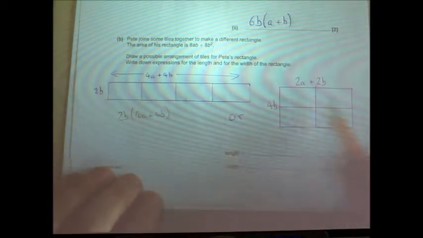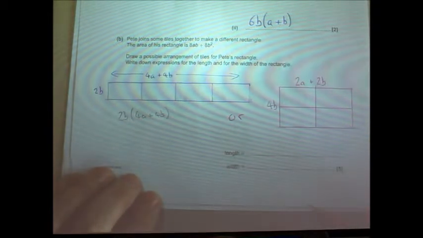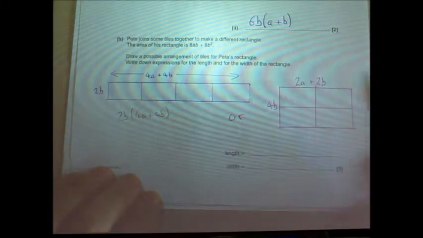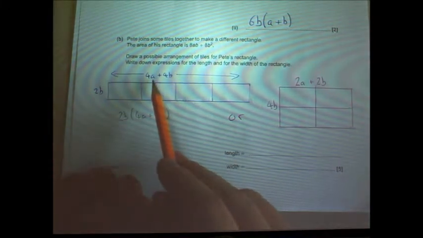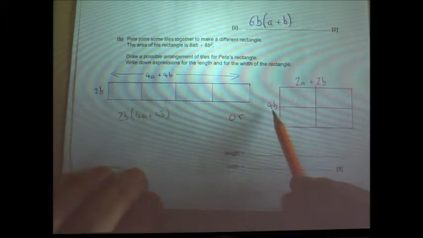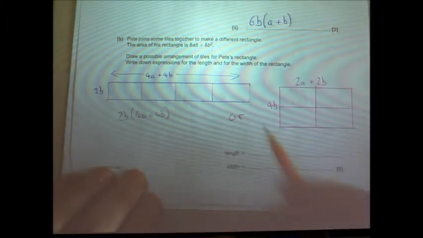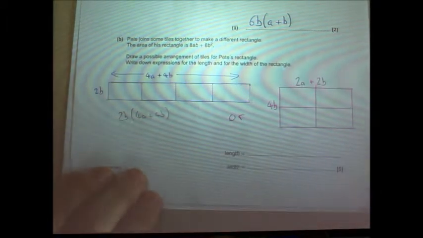Or you could have it like this. Either one of those is absolutely fine. So your answers are either 2B times 4A plus 4B or 4B times 2A plus 2B. So whichever one you've done can go in the answer down here.